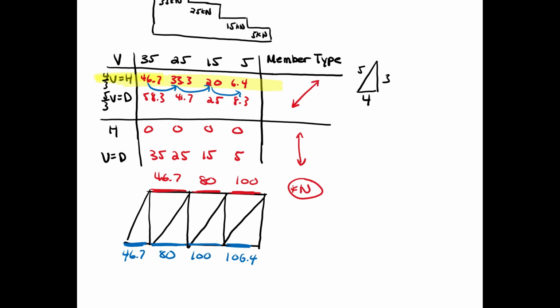Then we would next want to go about our diagonals. So that's kind of the simple part. We look at this column to fill in our diagram. We're going to have our negative 58.3, then we're going to have our negative 41.7, negative 25, and then negative 8.3.